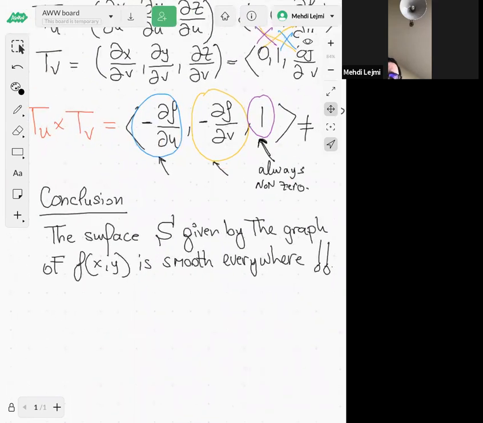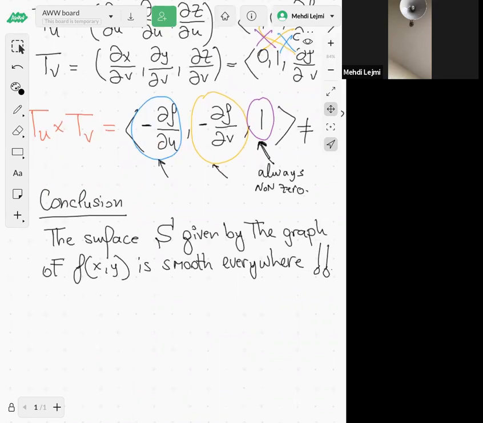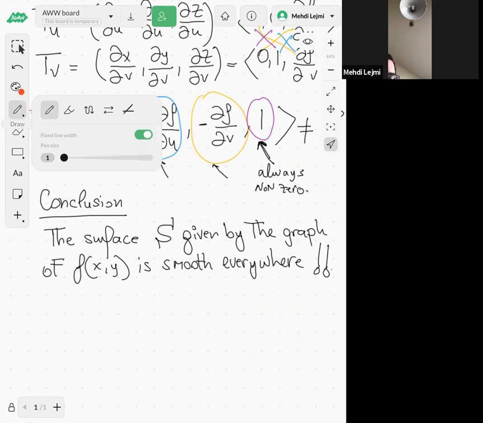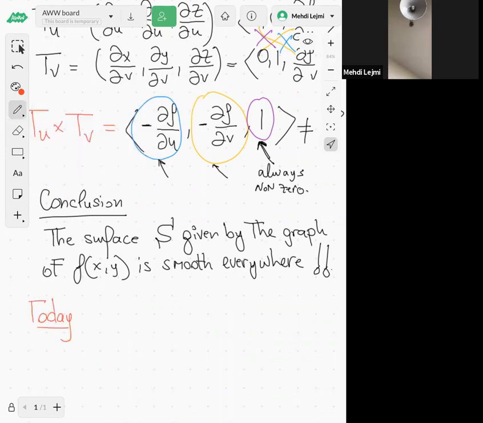Anyway, any questions, guys? Okay, no questions. Then that's for the smoothness. Now today, as I said, I'm going to first discuss the tangent plane, the tangent plane to parameterized surfaces, the tangent plane to the surface S.